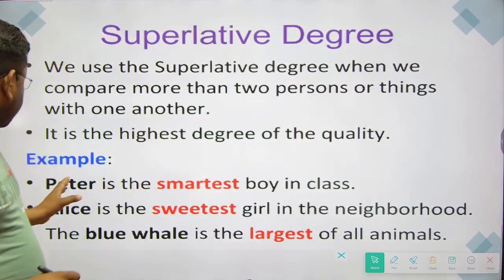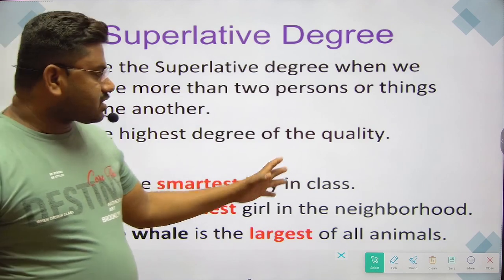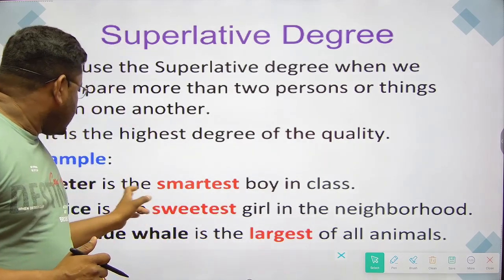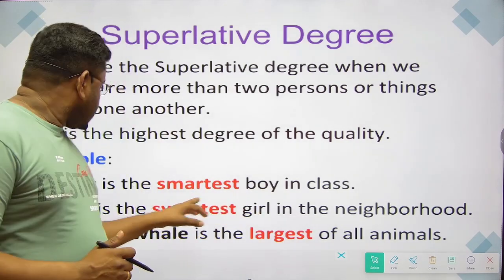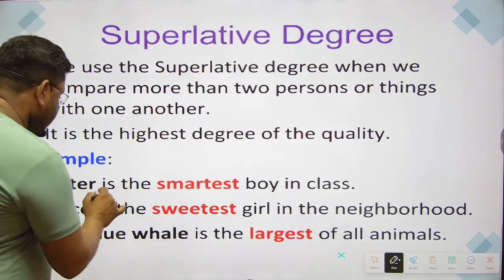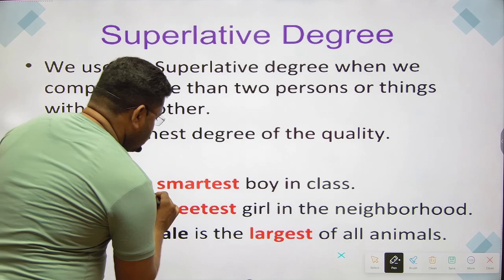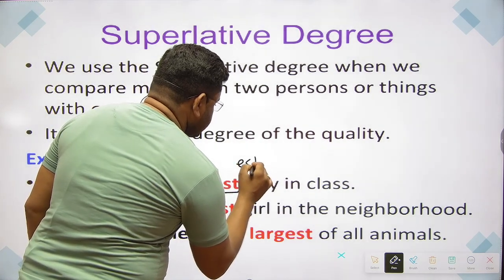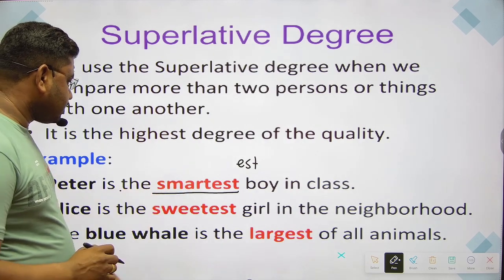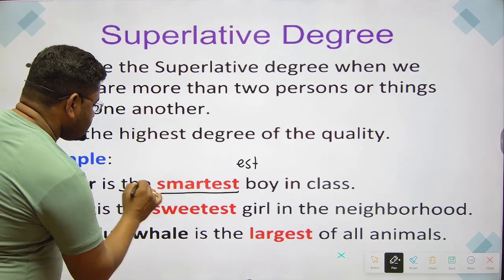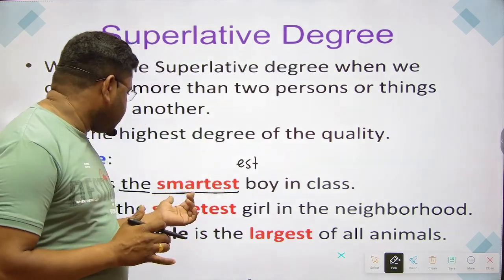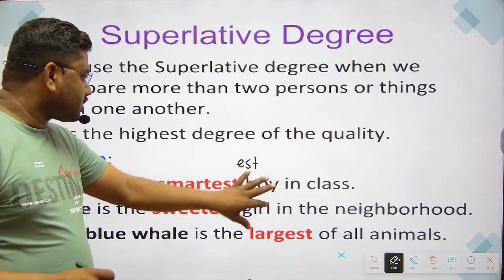Now see examples. Peter is the smartest boy in the class. Here smartest is shown. What is the speciality of the superlative degree? When the adjective is used with est as a suffix at the end of the adjective, and the article the is used in this superlative degree. The smartest boy in the class.